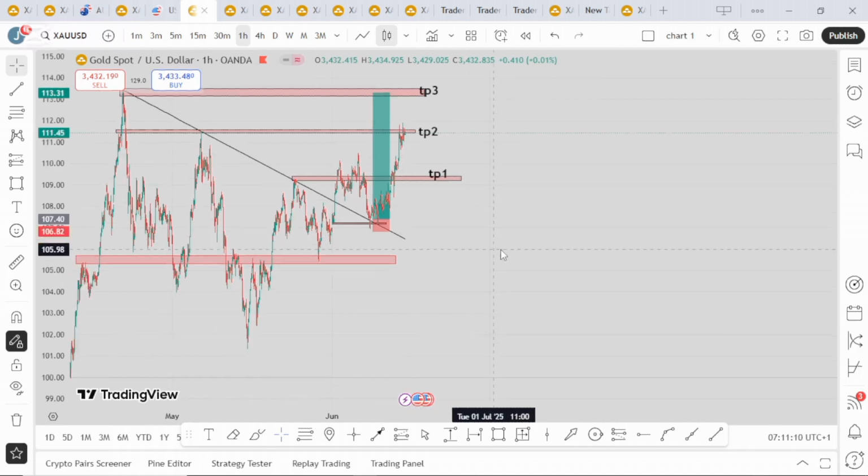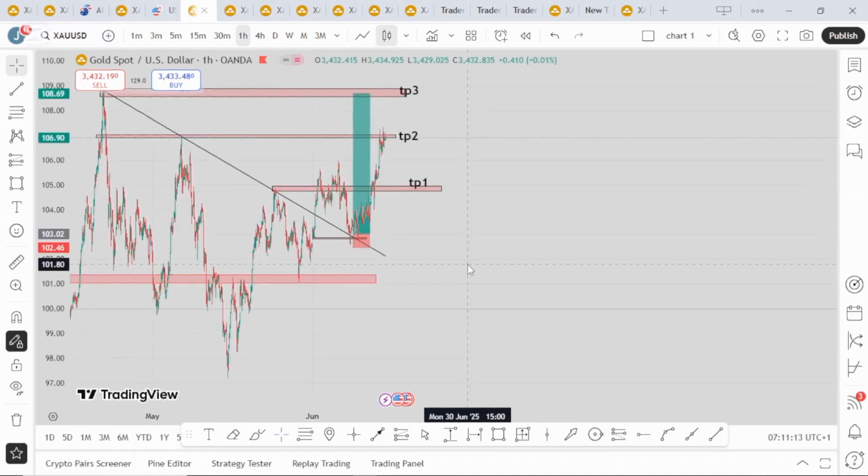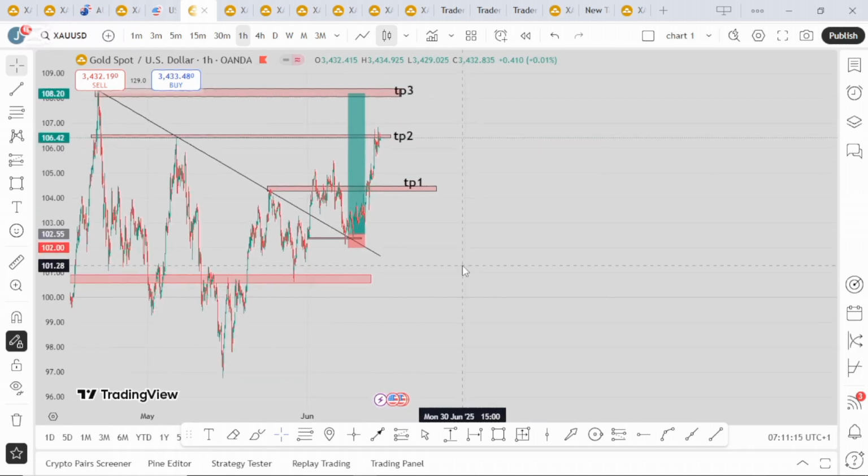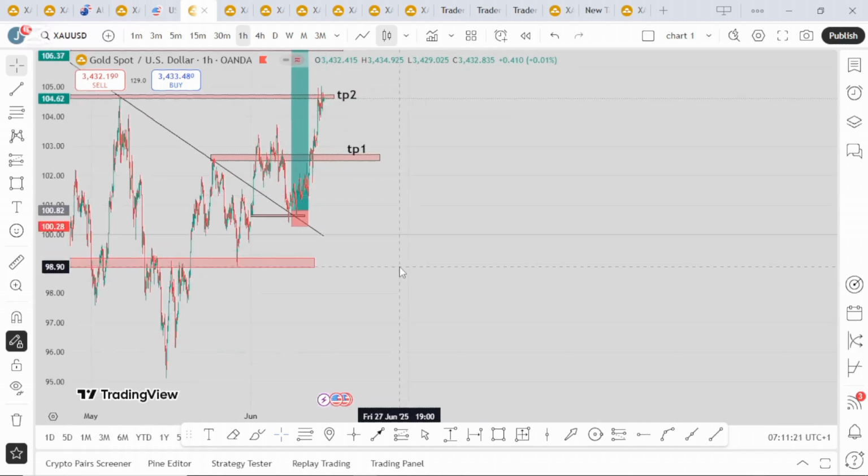Let me go over the basics of what a market structure is. I told you earlier, if you have been consistent on this channel, that there are three kinds of structure that you need to know. In fact, what is market structure? Market structure simply means the direction of price, or the direction of the market per time. It's very simple: where is price going?